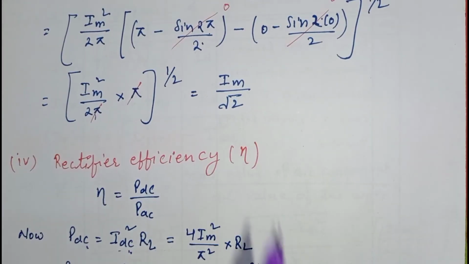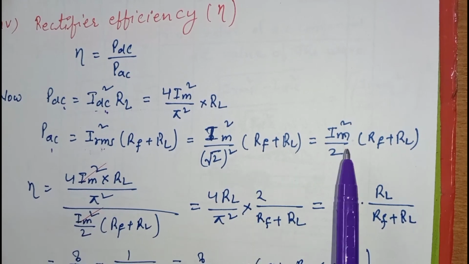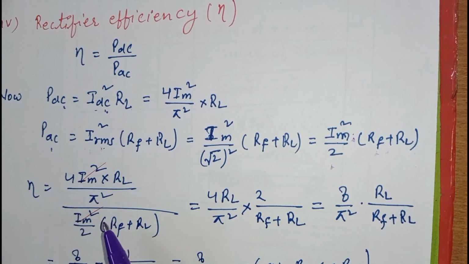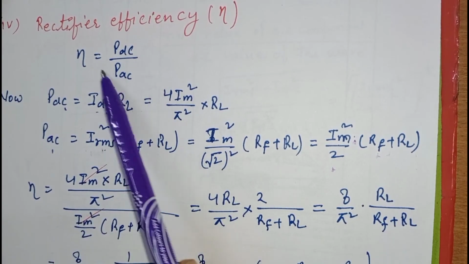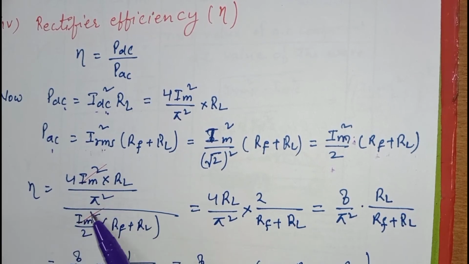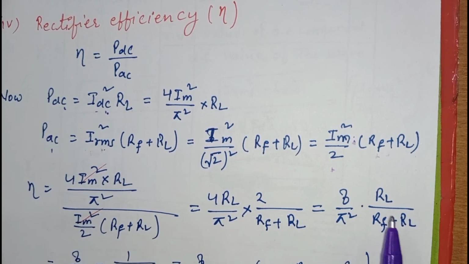The value is calculated here into RF plus RL. This becomes Im square upon 2 RF plus RL. After putting this value and this value in this equation, we will get this one. This Im square cancels out and we will get 4 RL upon pi square, into this will be reciprocal, so it will be 2 upon RF plus RL. After calculating we will get this value.